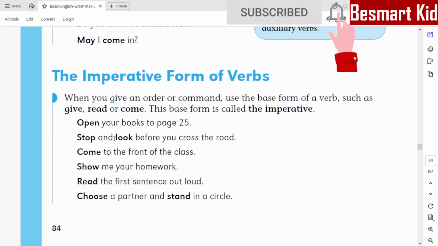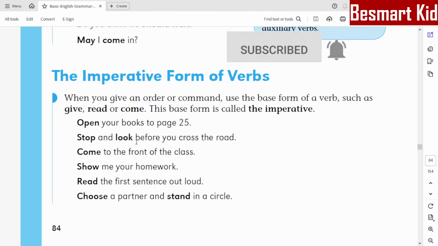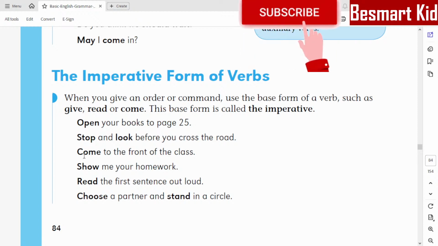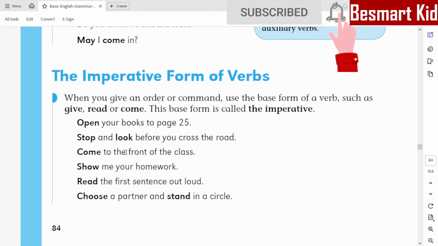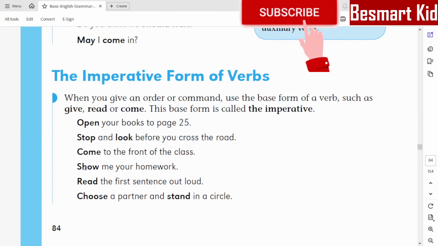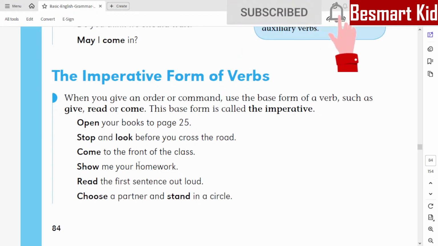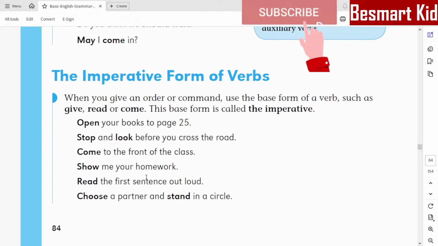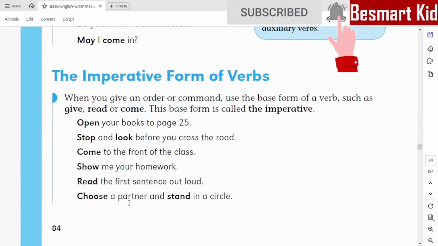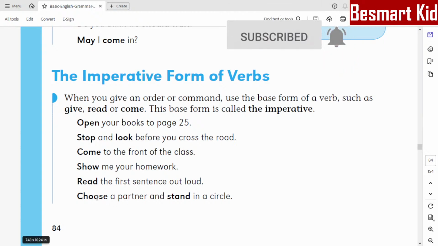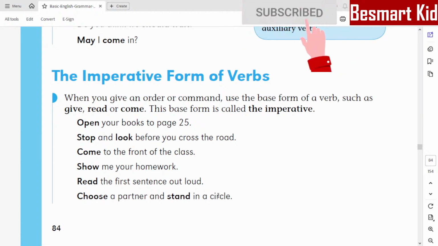Stop and look before you cross the road. Come to the front of the class. Show me your homework. Read the first sentence out loud. Choose a partner and stand in a circle.